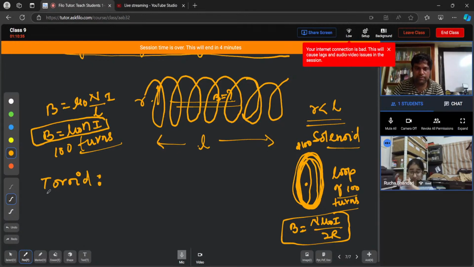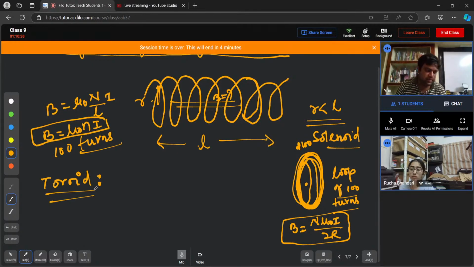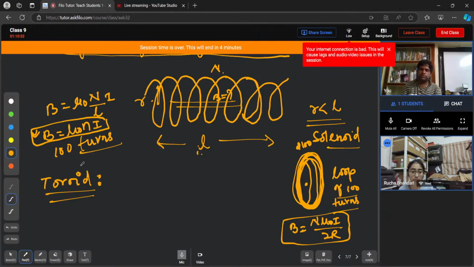A toroid also gets the same formula, B equal to mu naught small n I. Small n is capital N by L, where capital N is the number of turns, so small n is the number of turns per unit length.